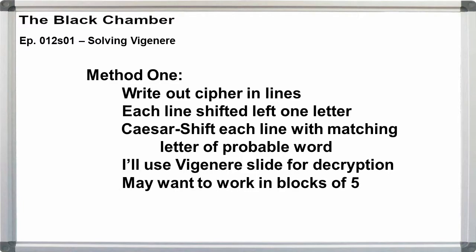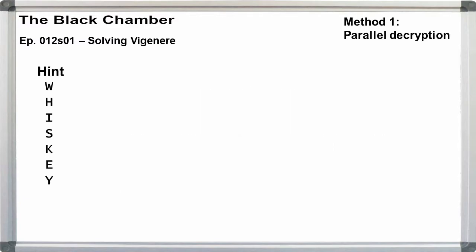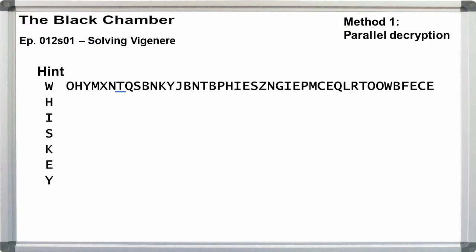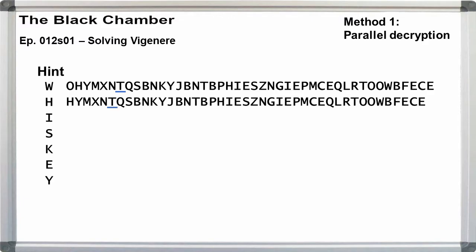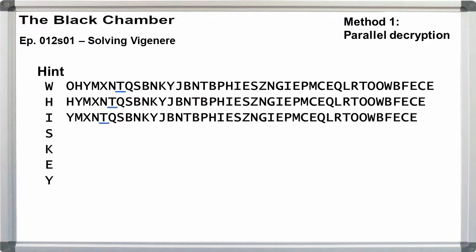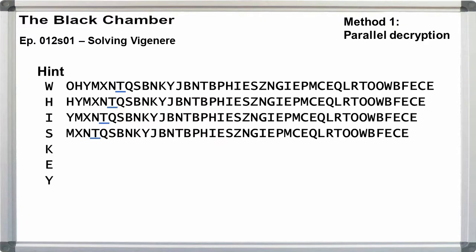You may want to do this in blocks of 5, just in case you extract the key towards the beginning of the message. Write out the hint word in a column. Next to W, write out the entire cipher. Next to H, write out the cipher shifted 1 letter to the left. Next to I, write the cipher again shifted 1 letter to the left. And continue down to Y.